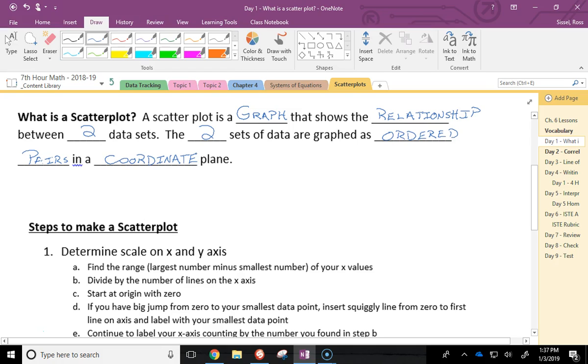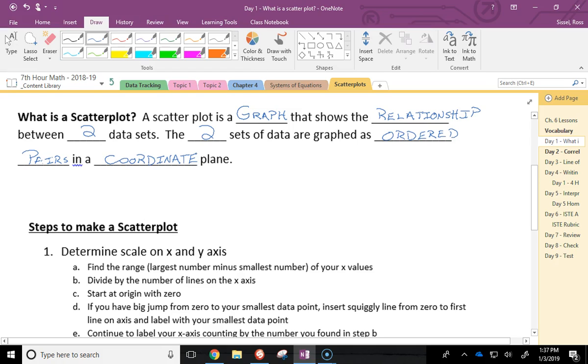So, coordinate or scatter plots are going to show us how our data might not always be exact. It's all over the place, but we're going to see if there's a trend. And that's going to be our overall goal here. If you look at your graph, all those little points, every one of those dots is an ordered pair.